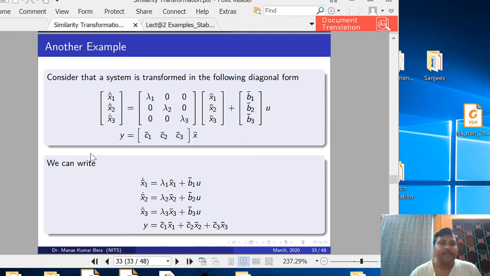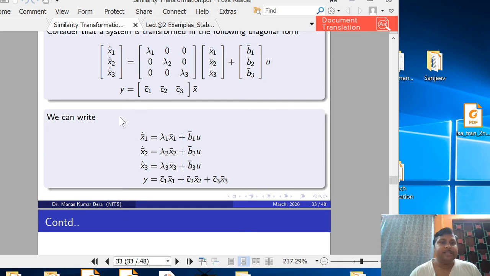Now if it is like that, then we can very easily write the x1 dot dynamics, x2 dot dynamics, x3 dot dynamics, and the output equation. If you see these equations when it is in diagonal form, it is called the decoupled form. Why is it decoupled? Because the x1 bar dynamics only depends on x1 bar. It is not depending on x2 and x3, so it is decoupled. The x2 bar dynamics only depends on x2 bar, and x3 bar only depends on x3 bar.